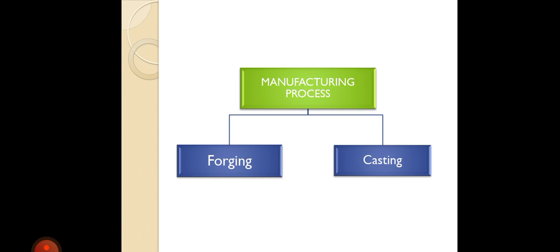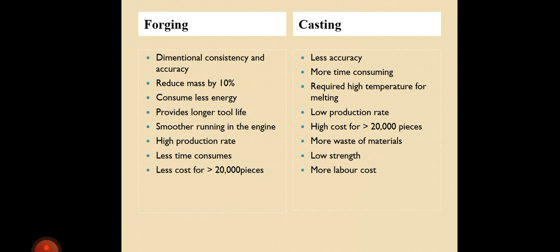To manufacture the connecting rod, there are two processes. The first one is the forging process and the second one is the casting process. In detail, we will see the difference between them. In the forging process, dimensional consistency and accuracy are very good. It reduces mass by 10%, consumes less energy, provides longer life, smoother running in the engine, and a high production rate, with less time consumed and less cost to produce 20,000 pieces.